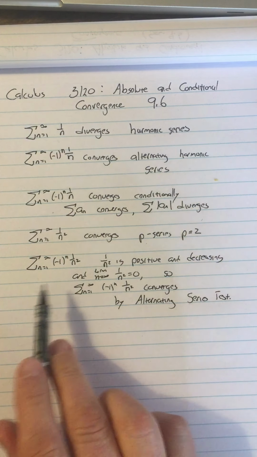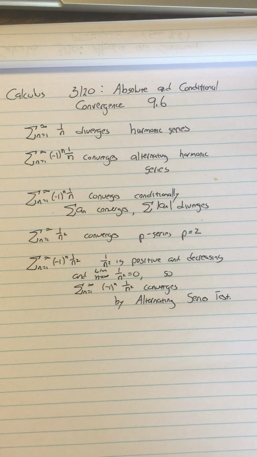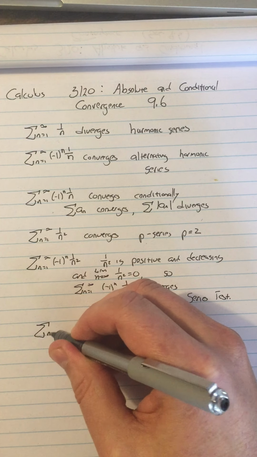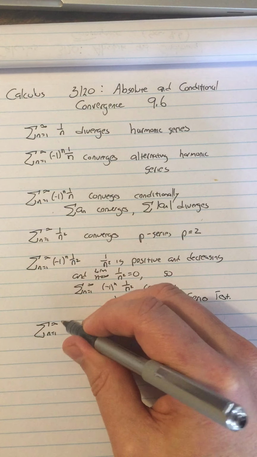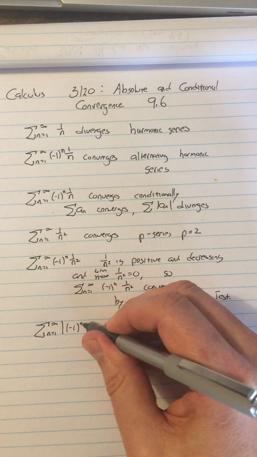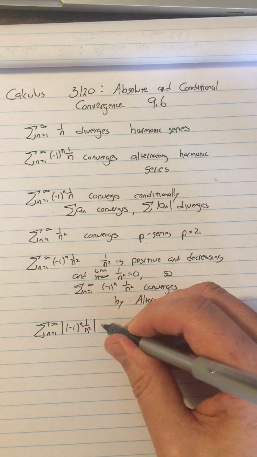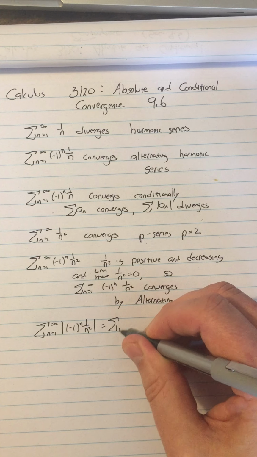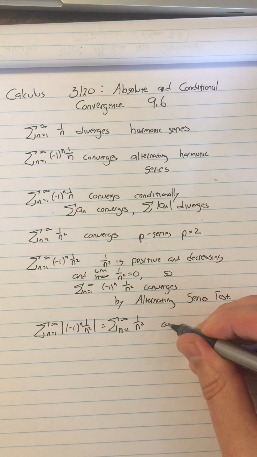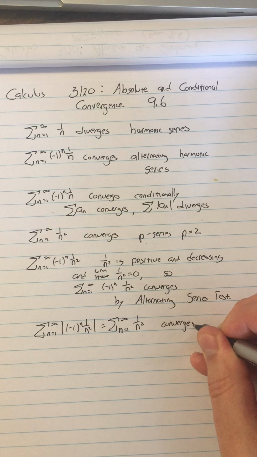So that's one way that I know that converges. Another way that I know that this series converges is that if I think about the sum from n equals 1 to infinity of the absolute value of this sequence, negative 1 to the n times 1 over n squared, well, that's equal to the sum from n equals 1 to infinity of 1 over n squared, which we know converges. I won't write the reason this time.